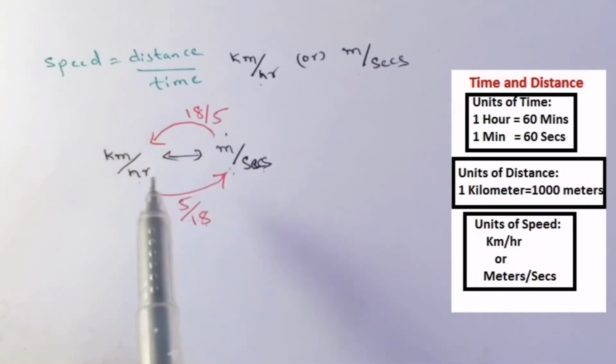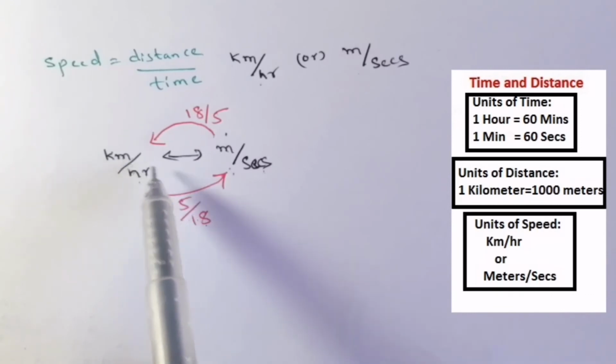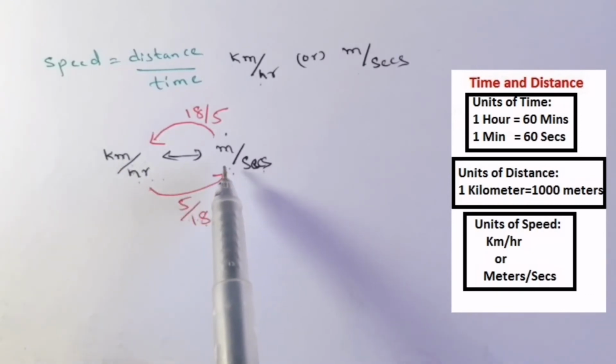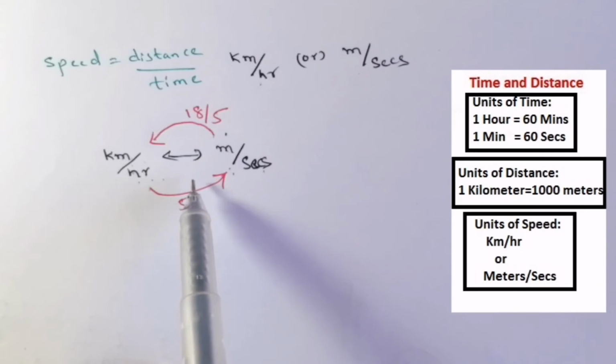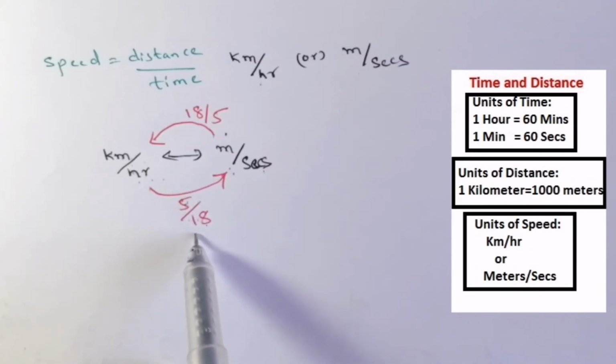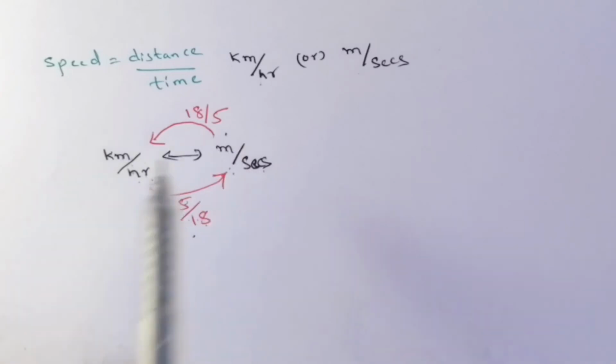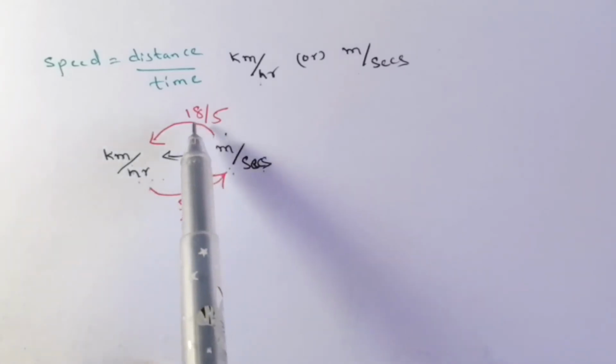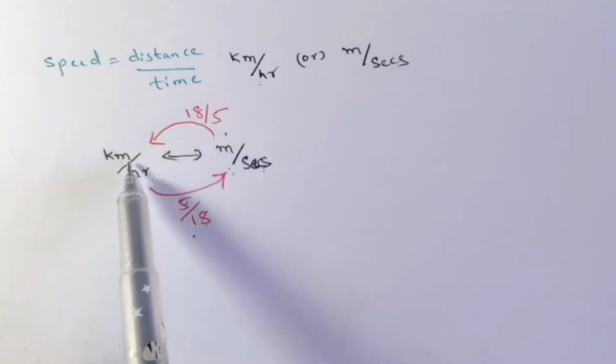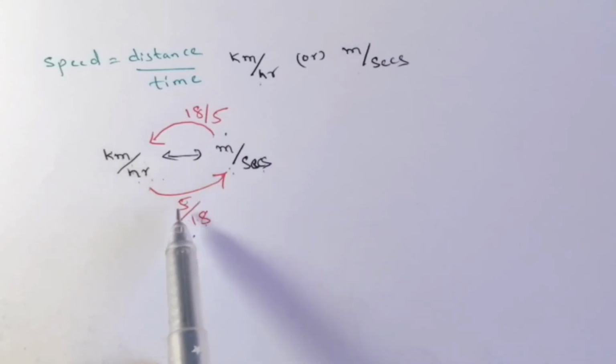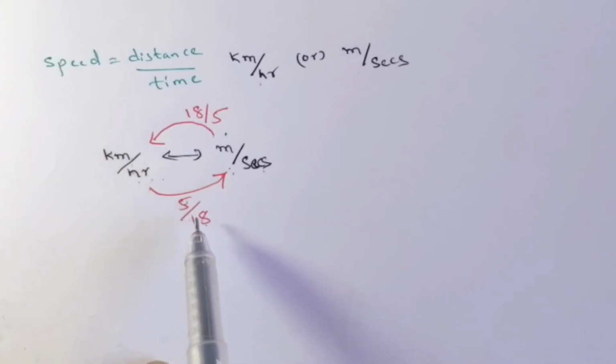If you want to convert kilometer per hour to meter per second, that is the lower one, so the lower value is going to come first, that is 5 by 18. So the point to remember is 18 by 5 if you want to convert meter per second to kilometer per hour. And if you want to convert kilometer per hour to meter per second, you have to multiply by 5 by 18.